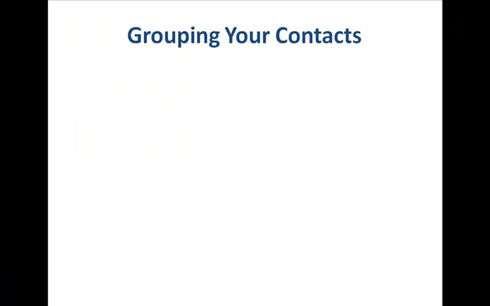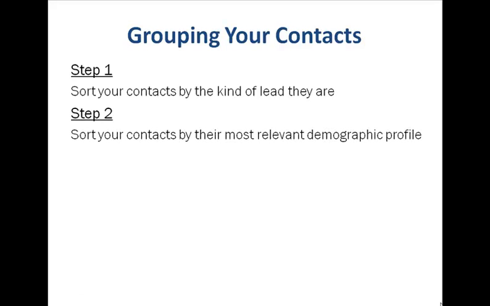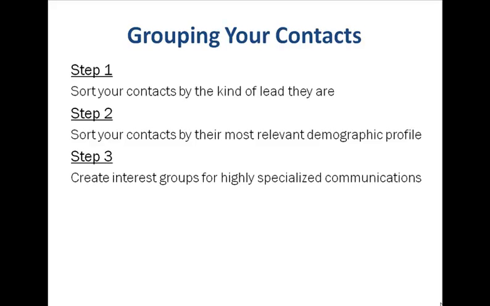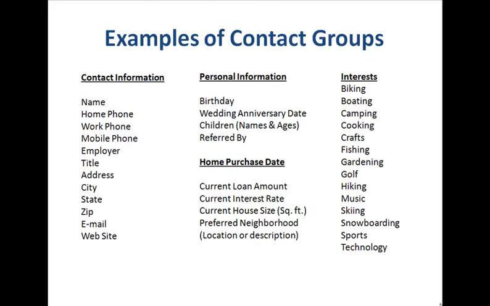A structured customer list is essential to creating effective messaging. There are multiple ways of organizing contacts in your database. Here's a 4-step process to help you organize your database. Step 1. Sort your contacts by the type of lead they are. Step 2. Sort your contacts by their most relevant demographic profile. Step 3. Create interest groups for highly specialized communications. Step 4. Maintain a consistent process to grow your database. These are some examples of contact groups.